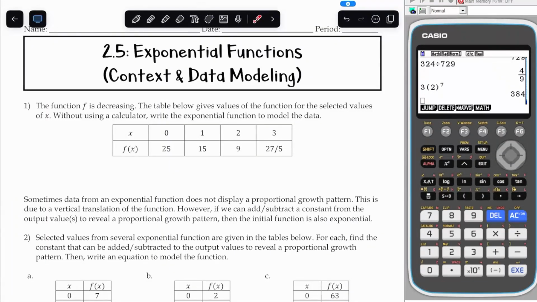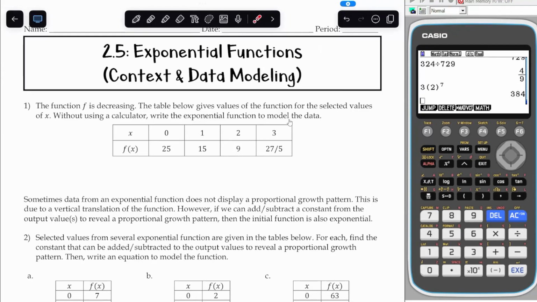Alrighty, hey AP Pre-Calc, this is going to be our exponential functions, context, and data modeling. So let's run through this pretty quick. The function f is decreasing. The table below gives values of the function for the selected values of x. While using the calculator, write the exponential function to model the data.